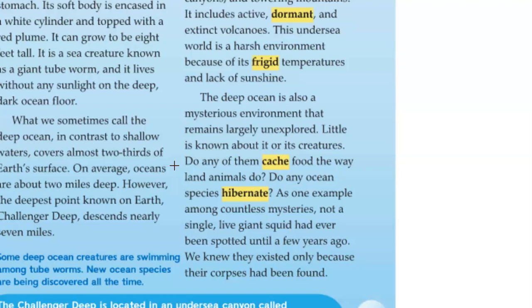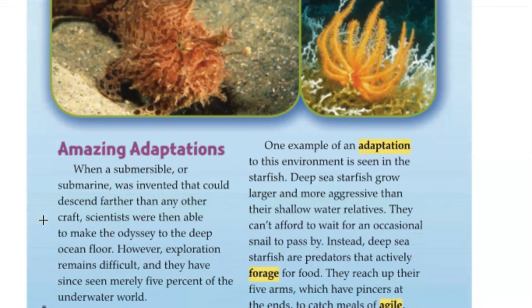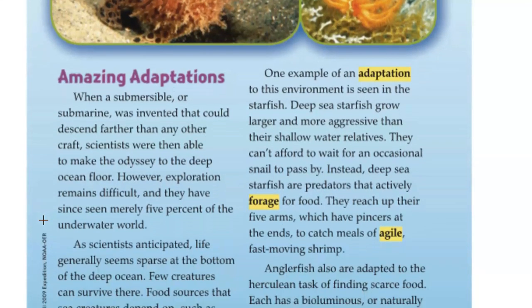As one example among countless mysteries, not a single live giant squid had ever been spotted until a few years ago. We knew they existed only because their corpses had been found. And corpses means dead bodies. And here we are looking at a second text feature, which is photos, that is a characteristic of an expository text. Fine. Okay. We are going to talk about adaptations now.